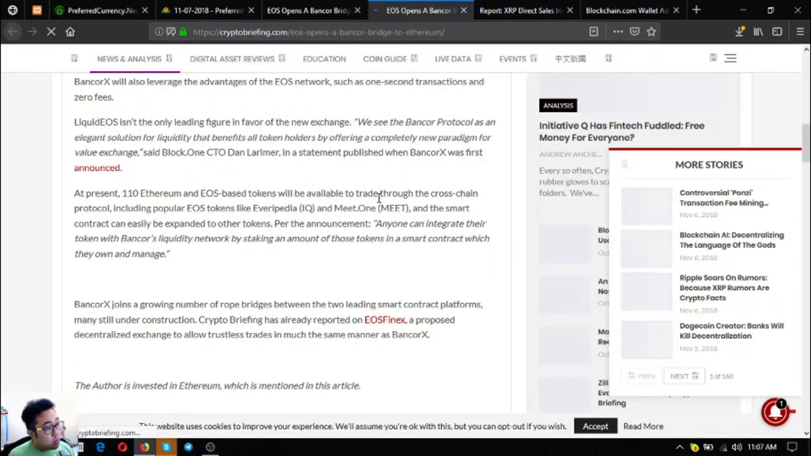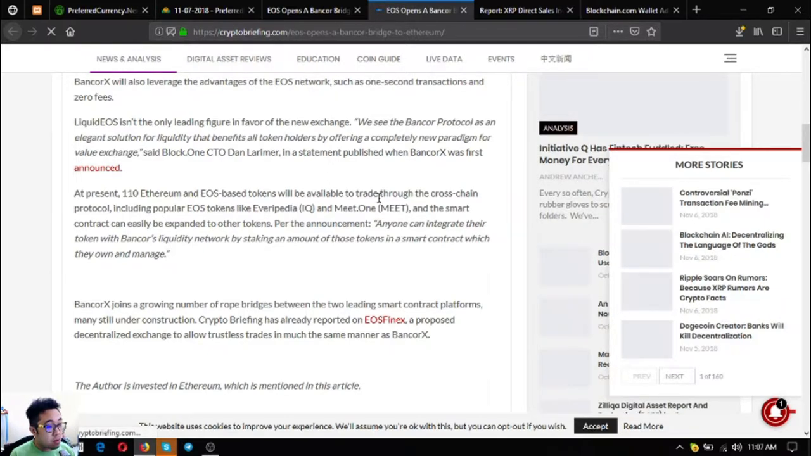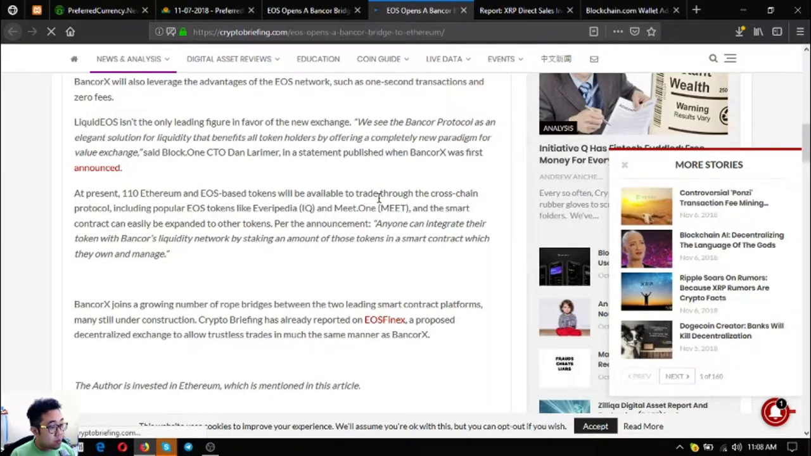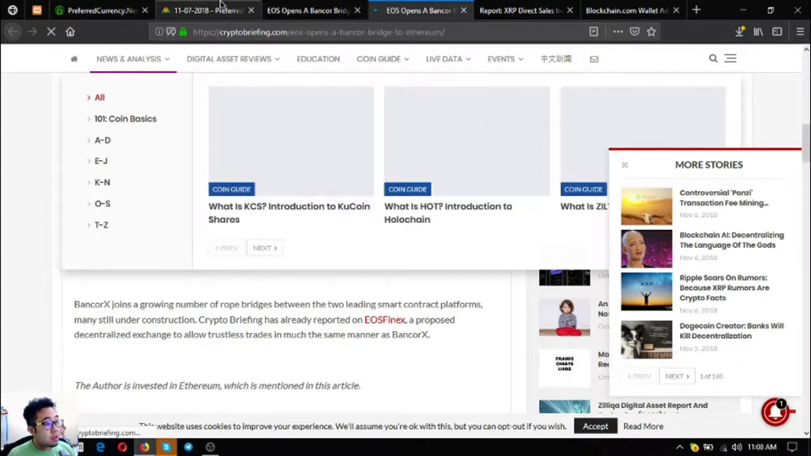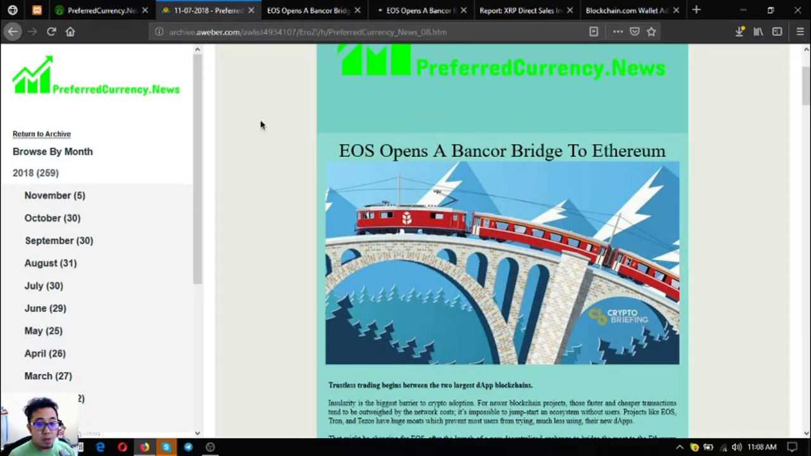At present, 110 Ethereum and EOS-based tokens will be available to trade through the cross-chain protocol, including popular EOS tokens like Everypedia, IQ, and Meet.one. And the smart contract can easily be expanded into other tokens. Per the announcement, anyone can integrate their token with Bancor's liquidity network by staking an amount of those tokens in a smart contract which they own and manage. Bancor X joins a growing number of rope bridges between the two leading smart contract platforms, many still under construction. Crypto Briefing has already reported on EOS Phoenix, a proposed decentralized exchange to allow trustless trades in much the same manner as Bancor X. Okay, so that is the main story of the day. EOS opens a Bancor bridge to Ethereum.